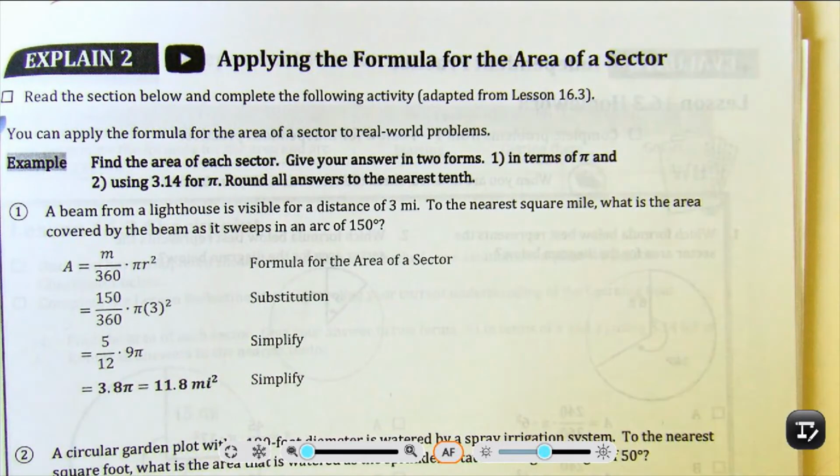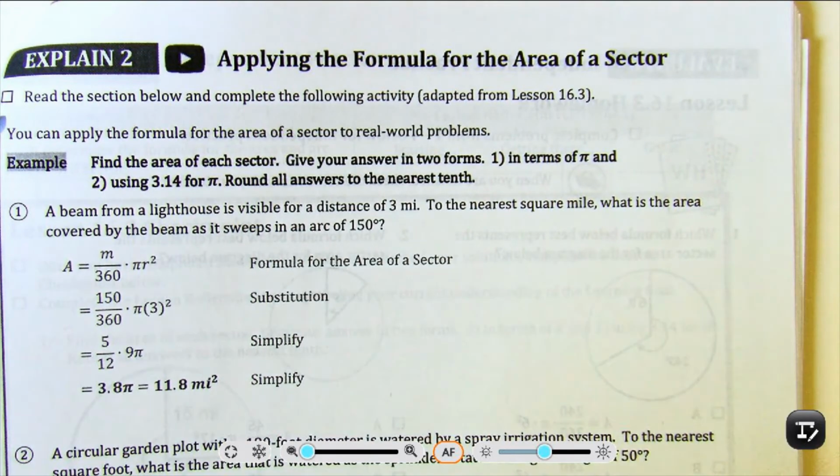A beam from a lighthouse is visible for a distance of 3 miles. To the nearest square mile, what is the area covered by the beam as it sweeps in an arc of 150 degrees? So imagine you have a lighthouse and it's shining a light at an arc of 150 degrees. Well, this is going to be our central angle, and then this is going to be our radius.